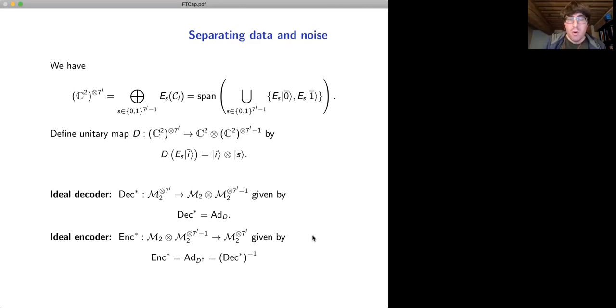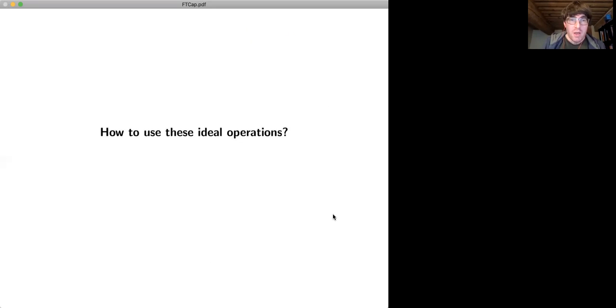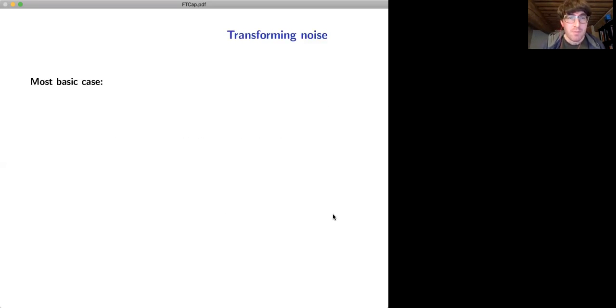Now you should note that these are formal operations. They are not physical in the sense that you want to do them. They are tools to analyze quantum circuits under noise. And let me explain to you how this works. So consider, for instance, the case where I have a logical state with some noise on it, like some noise from this set of E_s. If I apply the Dec star to this, it separates the data from the noise and maps this to the data part tensor a matrix encoding the noise.